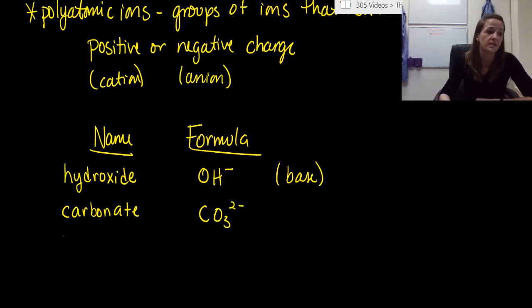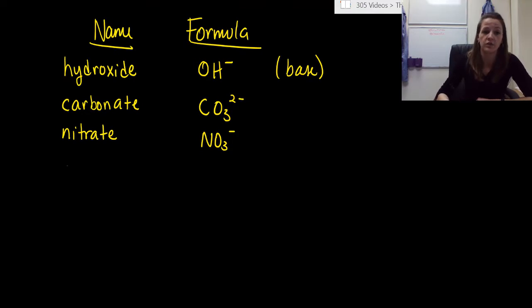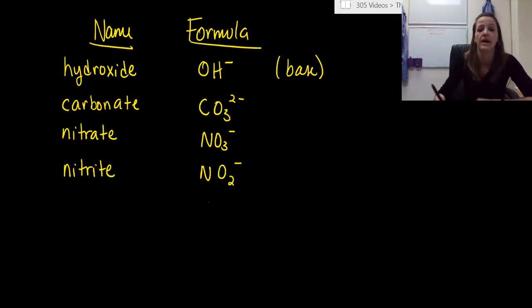The next one is nitrate. Nitrate is NO3 minus. Now the next one's fairly similar to it. It's nitrite, and nitrite's very similar. It's just NO2 minus. They each have a -1 charge. Nitrate, ATE, has 3 oxygens. Nitrite has 2 oxygens. Then we have my favorite one, which is phosphate.